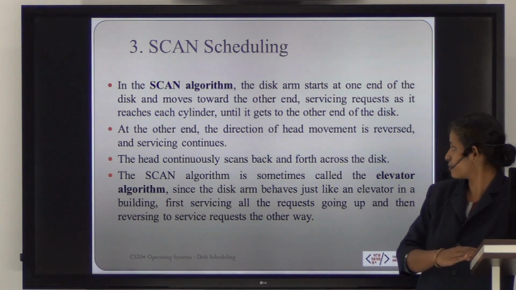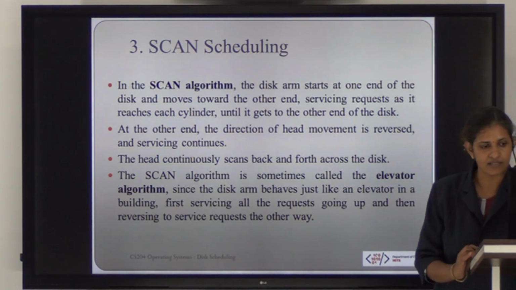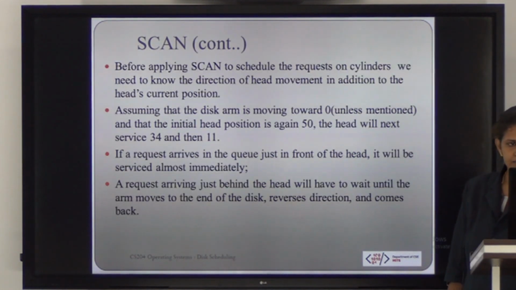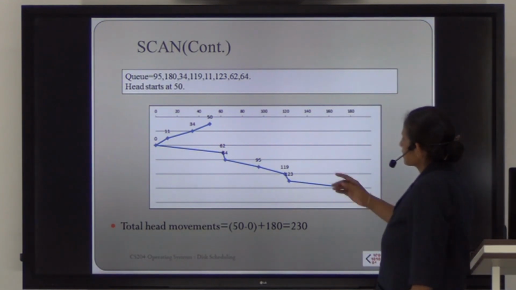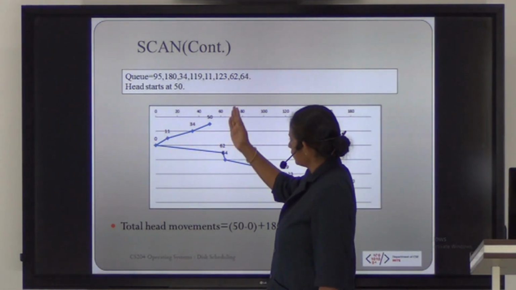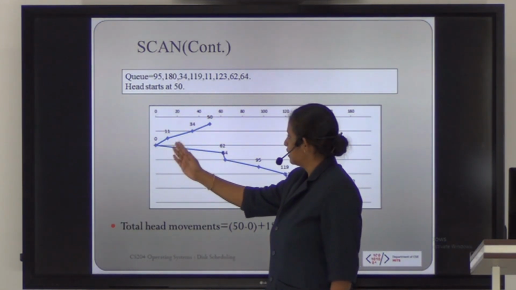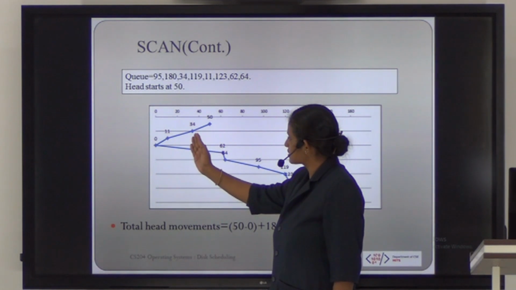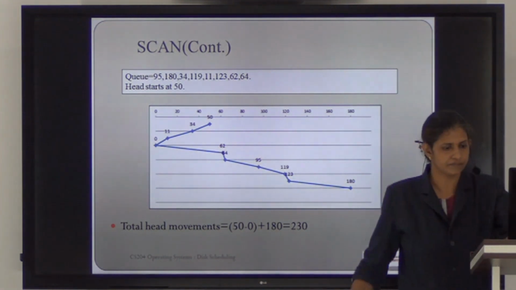This algorithm is sometimes known as the elevator algorithm because the disk arm behaves just like an elevator in a building, first servicing all the requests going up, then reversing and going the other way. And this is the example. In this case, it starts from 50, then it moves in a particular direction, servicing all the requests. Next it services 34, 11, and it comes to the extreme end of the disk.